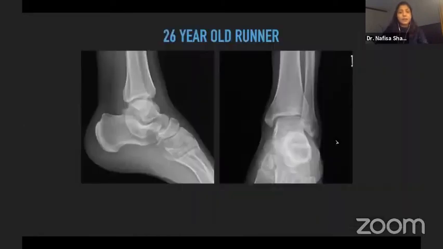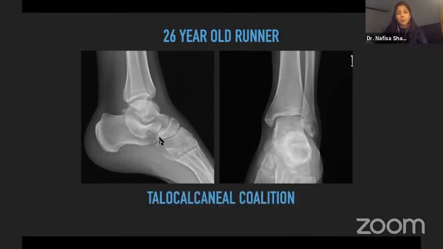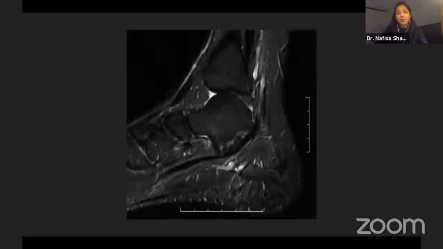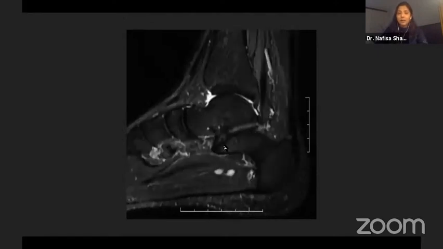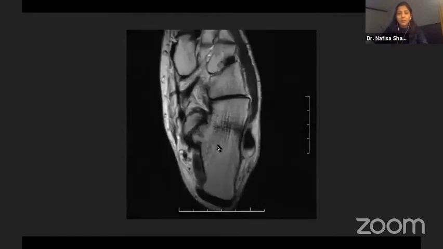This is another case, a 26-year-old runner. We looked at the X-ray and we could see that there was a complete C sign, and that's a talocalcaneal coalition. But then again, if something were to be planned for this patient, any kind of a surgical approach, you would need an MR, or you could even go in for a CT in such a case to look at the coalition. Is it fibrous? Is it osseous? Is it cartilaginous? Is it fibroosseous? So you get a good sense of what is happening.